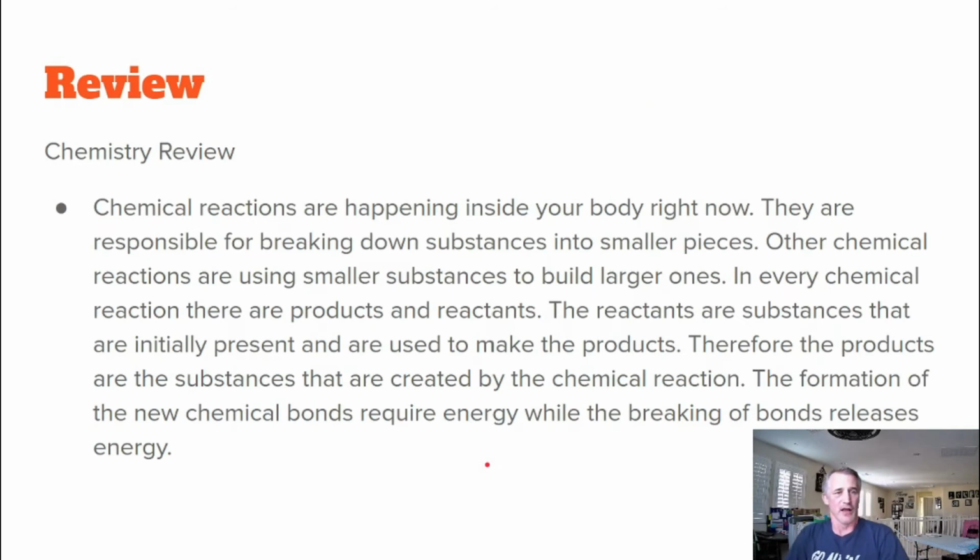All right. So just as a review, chemical reactions are happening inside your body right now. They're anabolic and catabolic reactions, which means they're building things and breaking things down. They're responsible for breaking down substances into smaller pieces, like through the digestive process. Other chemical reactions use smaller substances to build larger ones, like your muscles in your body and so on. In every chemical reaction, there are products and reactants. The reactants are the substances that are initially present and are used to make the products. Therefore, the products are the substances that are created in the chemical reaction.